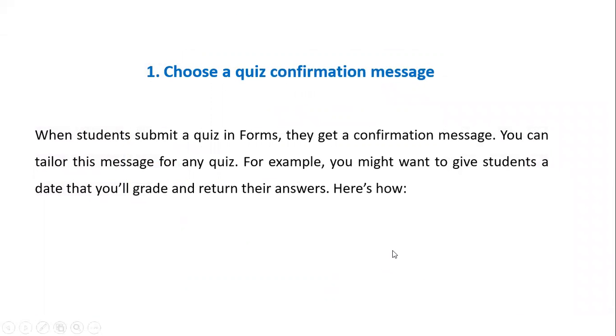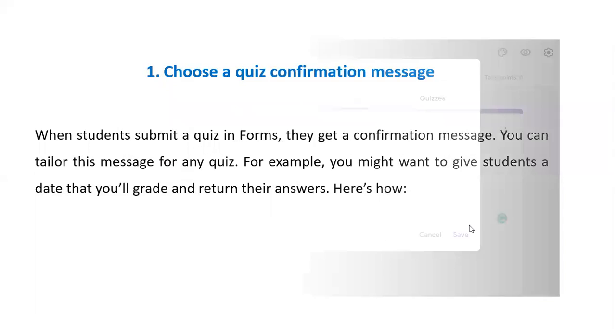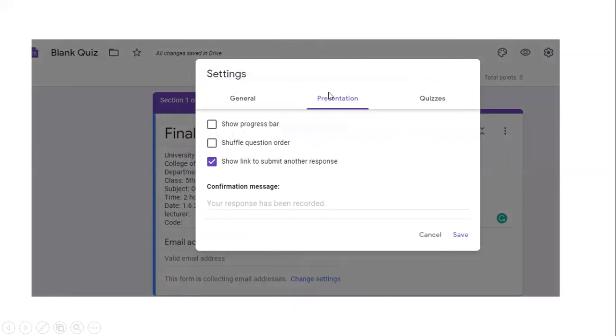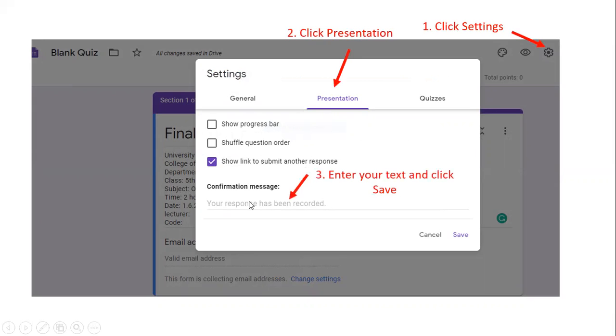When it comes to customizing the settings, we need to set the confirmation message that the students usually receive when they submit their response. For example, this message may include information like the date when the tutor or the lecturer will grade their work and return their answer. So if you want to send such a message, go to settings, presentation, and then click on the space here to add the text and click save.